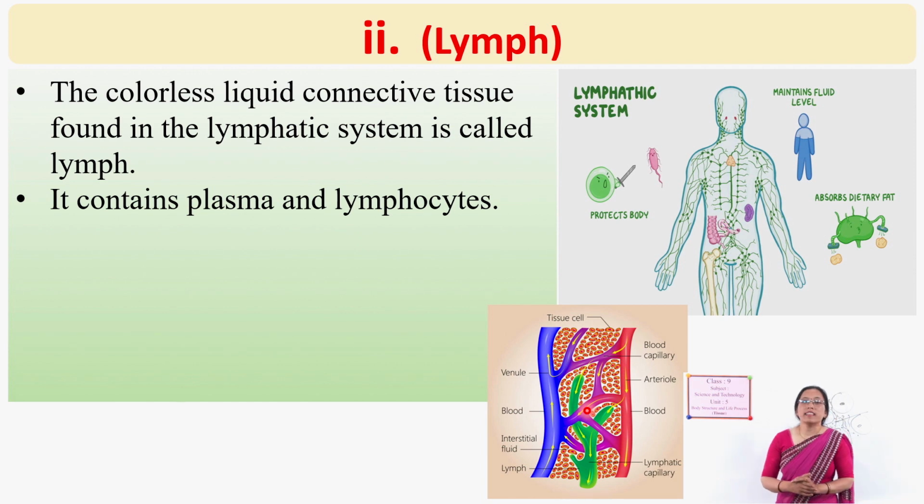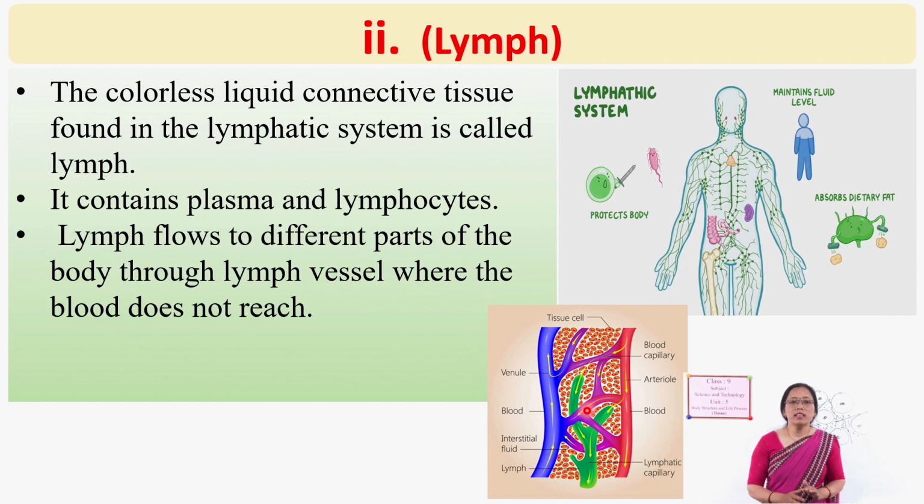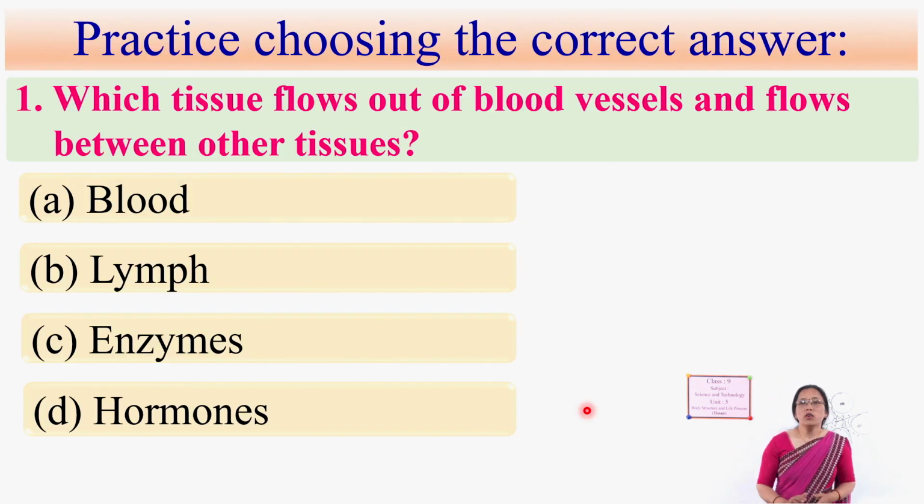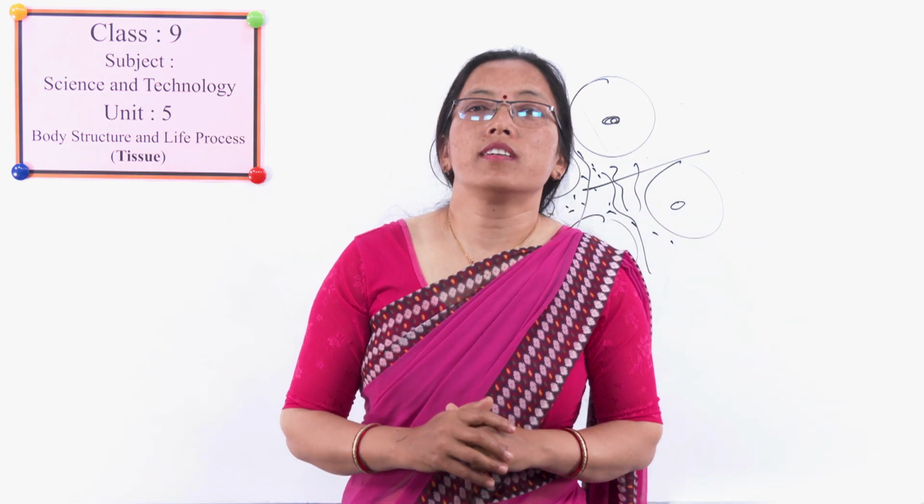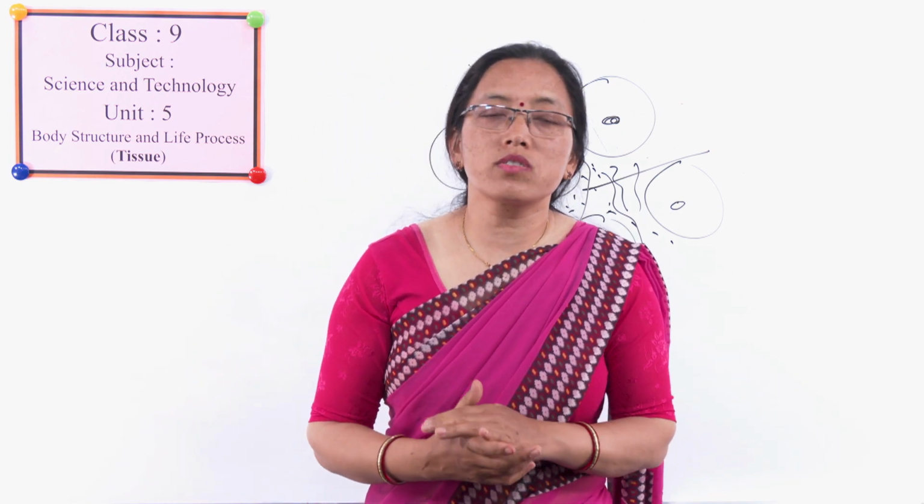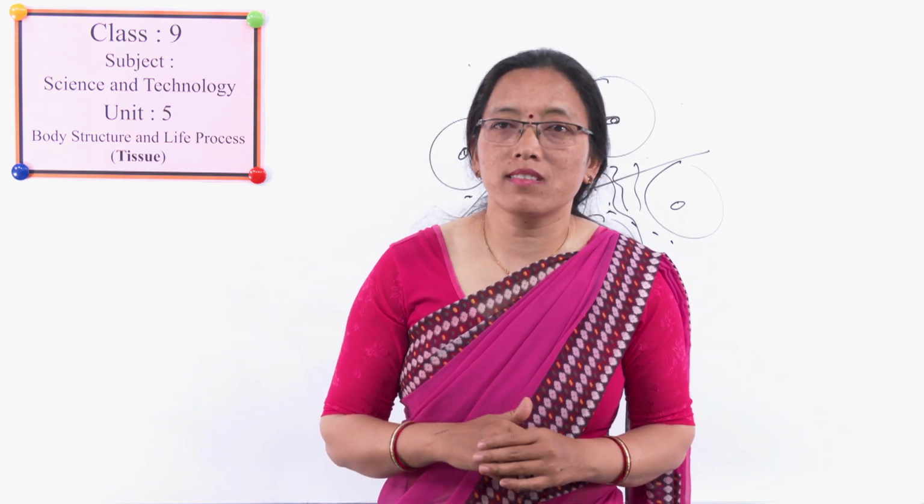Here in the lymphatic system, there are plasma and lymphocytes, a kind of white blood cells. Okay, it contains plasma and lymphocytes. RBC is absent. Lymph flows through the lymph vessels only, where blood is not able to reach. It helps in the nutrition, protection and excretion of the tissue. Okay, these are the different kinds of connective tissue. We discussed the muscular tissue and connective tissue, and their functions. Now just check what we have learned in today's class.